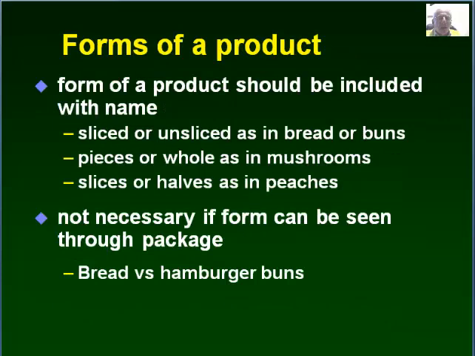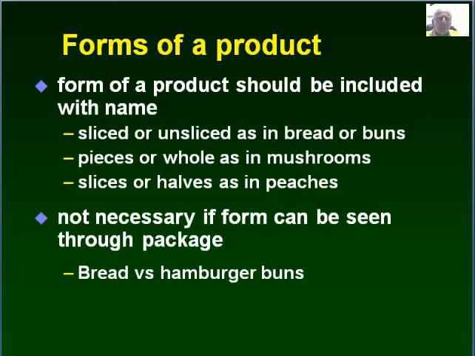Forms of the product should be included with the name, and certainly as you go through the supermarket you will see a number of products where the form of the product is actually included. You can either get whole mushrooms in a can or you can get pieces. You can get slices or halves, as in peaches. You can get diced in the case of pineapple, get sliced in the case of pineapple as well. For bread, sliced or unsliced, as in bread or buns, are another example. So the actual form of the product is included with the name so that you as a consumer will know what that product is going to look like once you open the packaging.